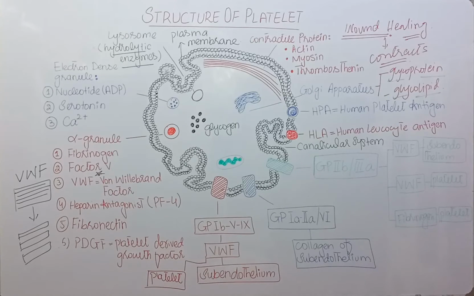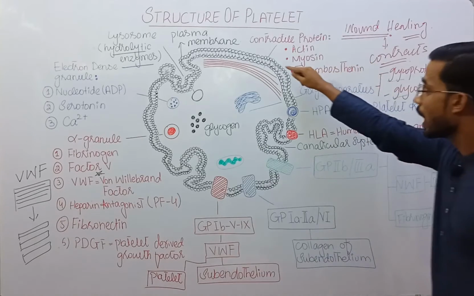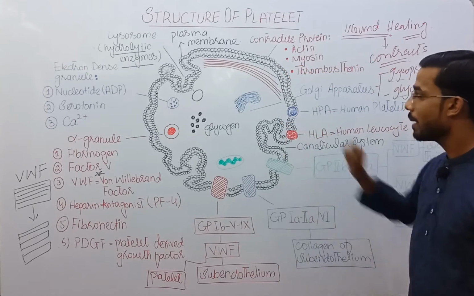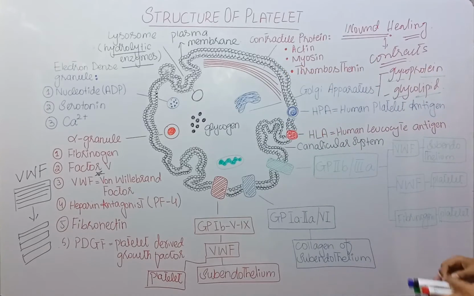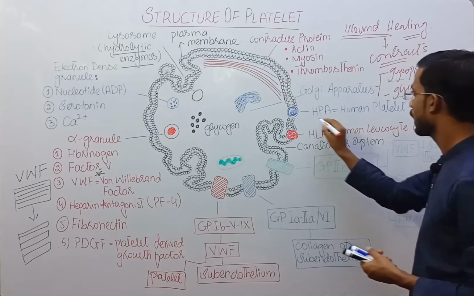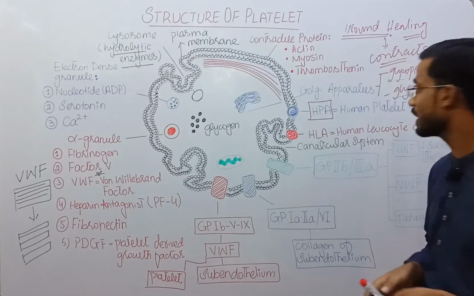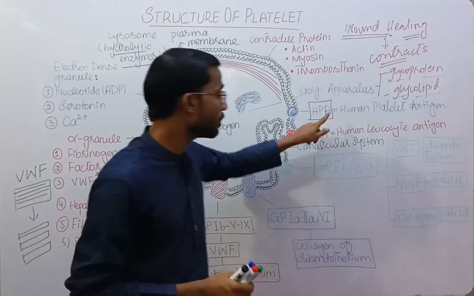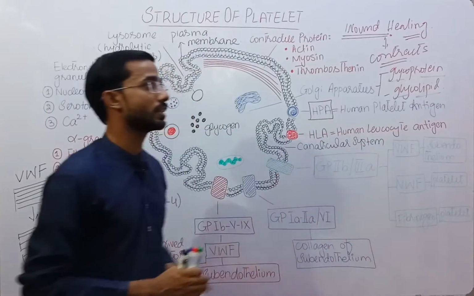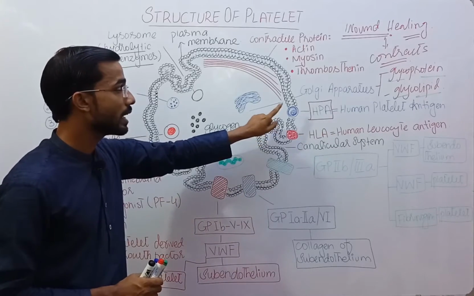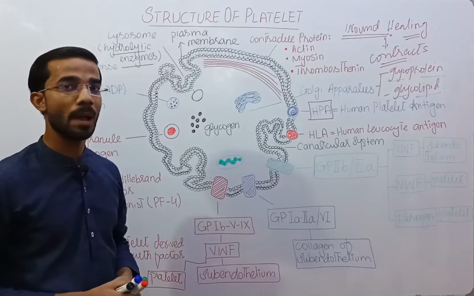Next are the antigens, which are present on the plasma membrane of the platelets. This is the HPA. HPA is the human platelet antigen, which is present on the plasma membrane of the platelets.